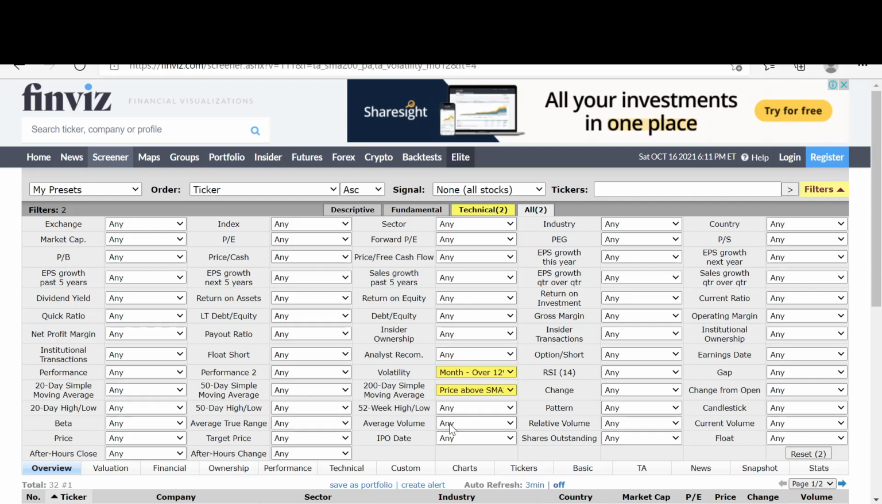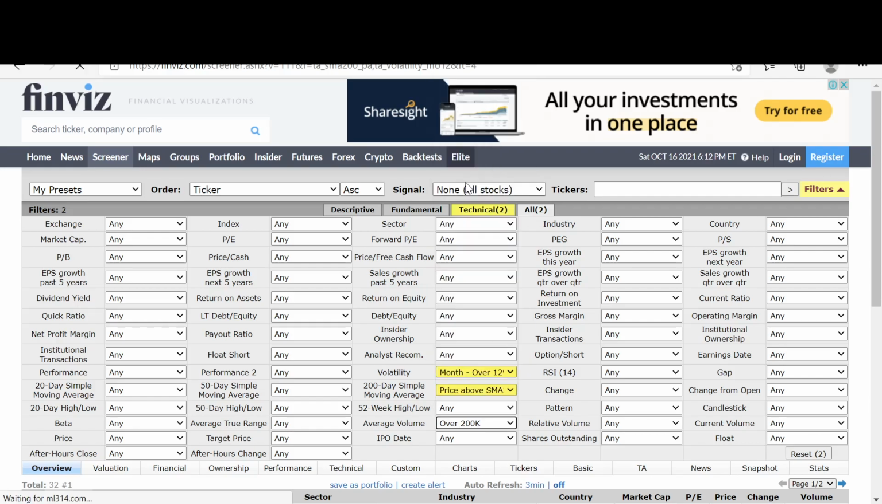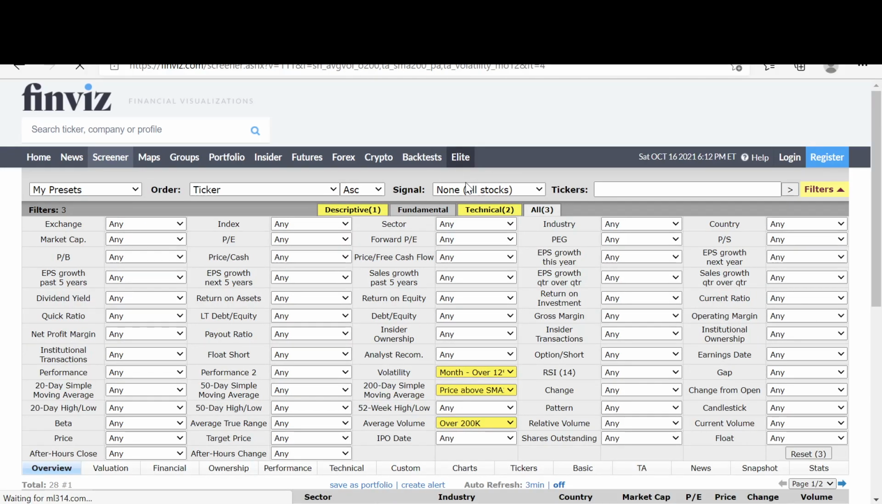Next, you're going to go to average volume and you're going to set it to over 200K. So we want to trade stocks that have high volume, makes it easy to get in and out, and they're higher probability.